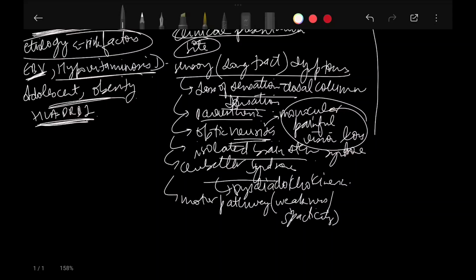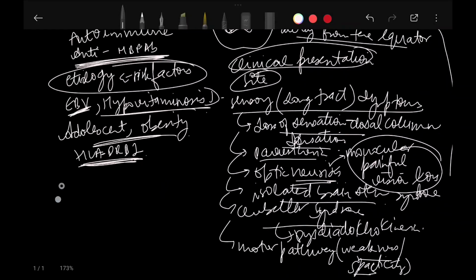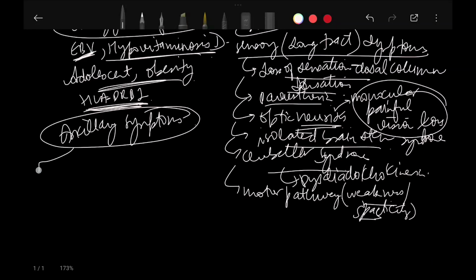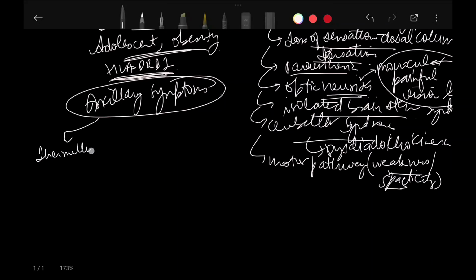Weakness and spasticity of the affected part. Okay. Now, what are the related ancillary symptoms in case of multiple sclerosis? Ancillary means secondary symptoms. They are Lhermitte's sign.